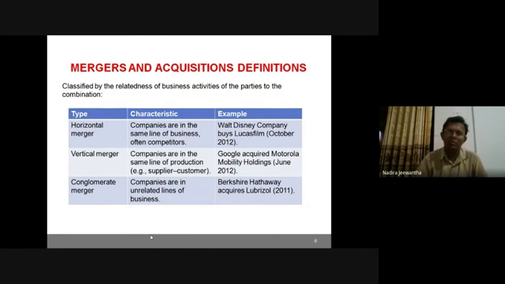So these two integrations are discussed under the vertical merger. That is also important, and the examiner has tested these three: horizontal merger, vertical merger, and conglomerate merger. Conglomerate merger means unrelated lines of business, completely unrelated lines. Now vertical merger is also unrelated, but with forward and backward integration.